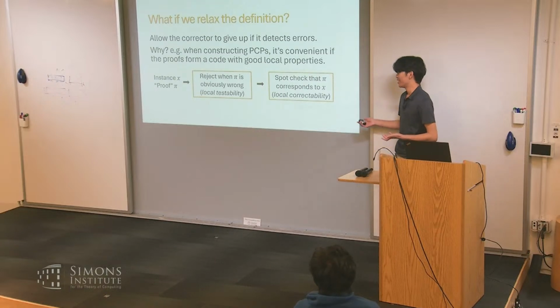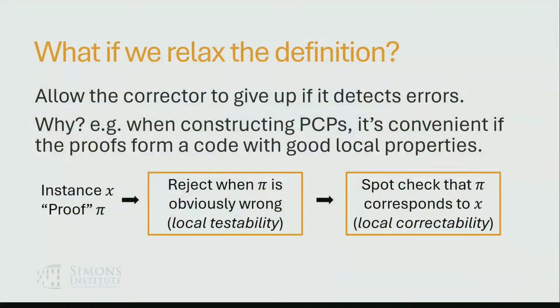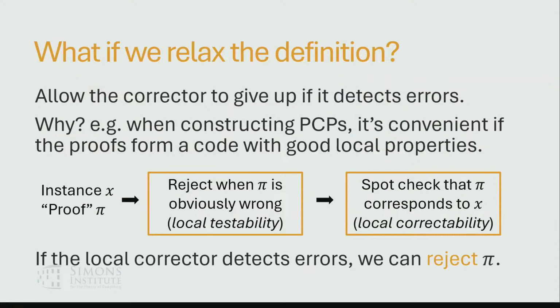Right. So this is sort of the intuition for why local testability and local correctability are useful properties. But in this setting, if in the local correctability step you notice that there's some kind of error, you don't have to decode successfully anymore. You can say, okay, this proof has an error in it. I don't even have to look at it anymore. I can just give up. And so this is the motivation for this idea of relaxed locally correctable codes.